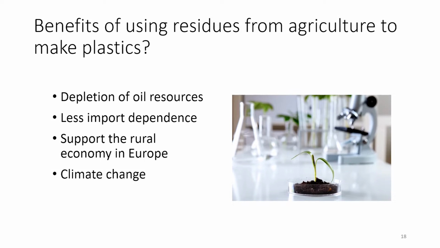So what are really the benefits of using residues from agriculture to make plastics? Well, we have the depletion of the oil resources. And if we move from importing fossil oil to utilizing renewable resources that are produced at a local or regional level, then we will have less import dependence. And then there are also possibilities to support the rural economy in Europe. If we can valorize the residues, then it will also strengthen the farmers' economy. And that is something that I, as an agronomist, think is very important. And also, of course, we have climate change.